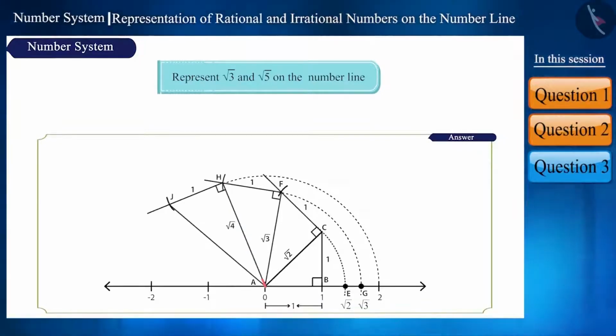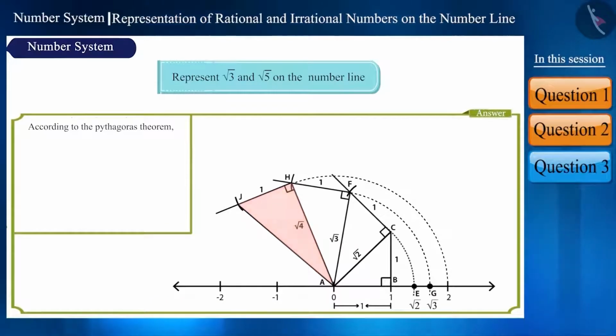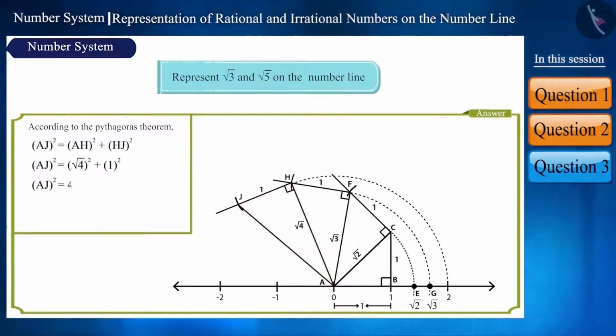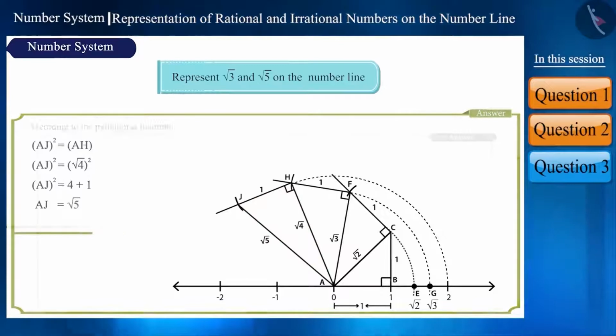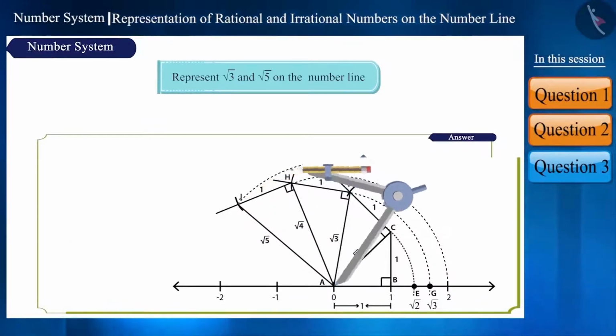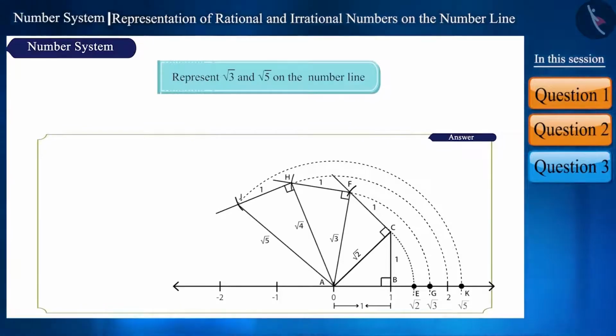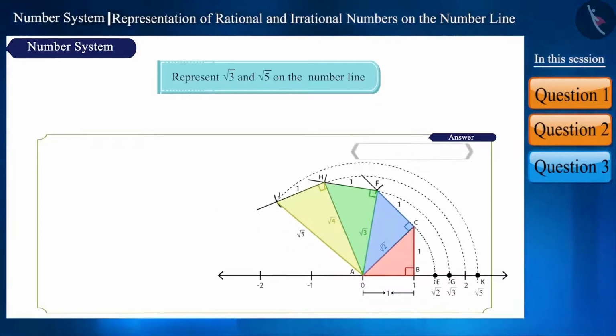Now, draw a line joining point A and J. We get a right-angle triangle AHJ. In triangle AHJ using Pythagoras theorem, we will get AJ as root 5. Measure the length AJ using a compass and keeping A as center, draw an arc on the number line which cuts it at point K. Point K represents root 5 on the number line. The formation obtained as a result of this process is called the square root spiral.